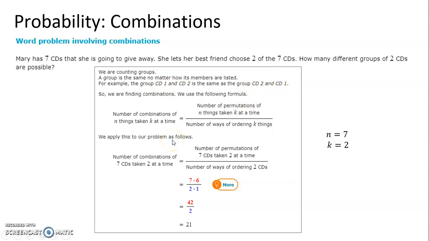So to actually plug all that in, the number of combinations of 7 CDs picked 2, her friend is picking 2, the number of permutations would just be 7 times 6, because the first time there's 7 CDs laid out in front of her, she can pick any one of those 7. Now that she's removed one and picked it, she only has 6 choices. So for the top number, the number of permutations, that'll be 7 times 6. And then on the bottom, there's only 2 ways we can order 2 CDs. So we do 7 times 6 on the top, divided by 2 times 1 on the bottom. 42 divided by 2, that's 21.